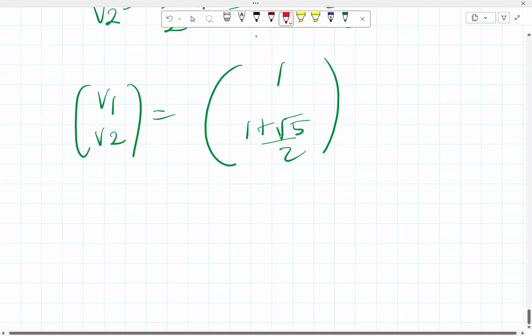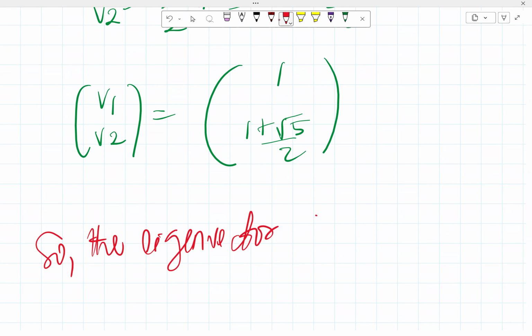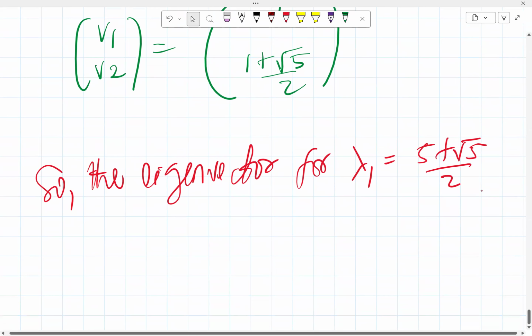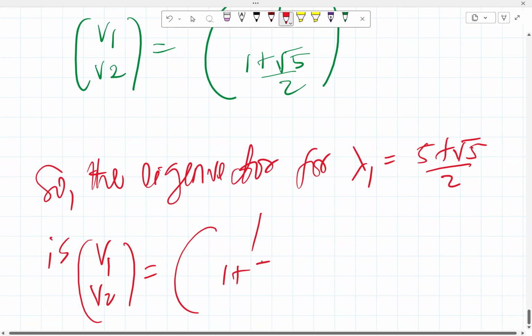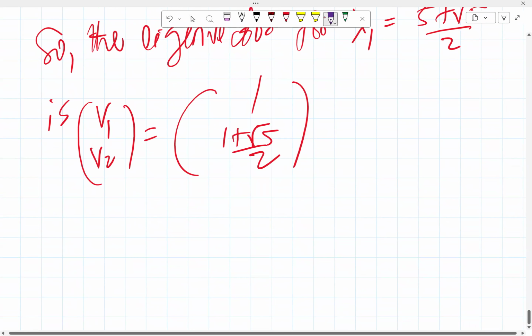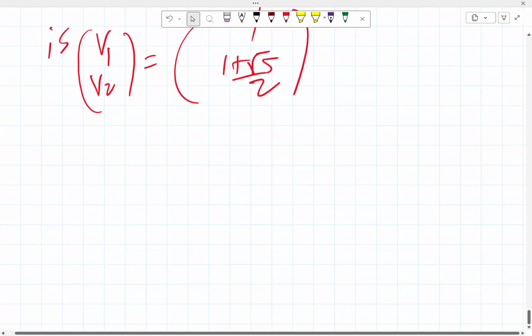So we can conclude that the eigenvector for lambda 1, which is 5 plus root 5 over 2, is V1, V2, which is equal to 1, then 1 plus root 5 over 2. That's the eigenvector for that. We are going to follow the same procedure for the other one, so I can just go ahead and talk about that straight.